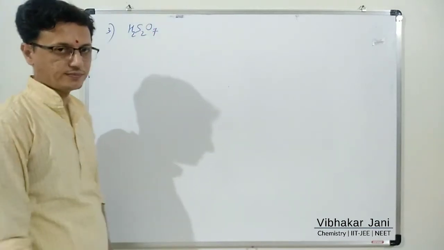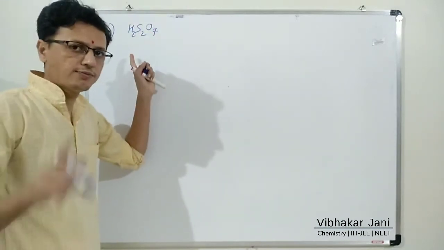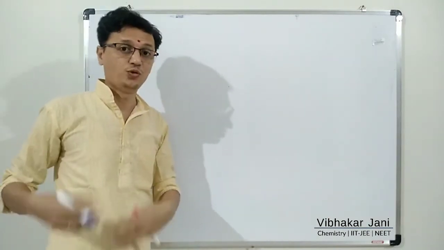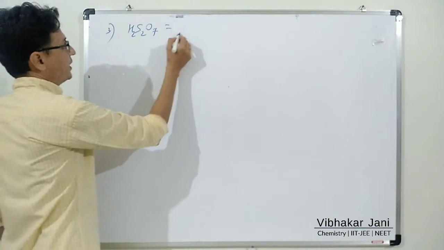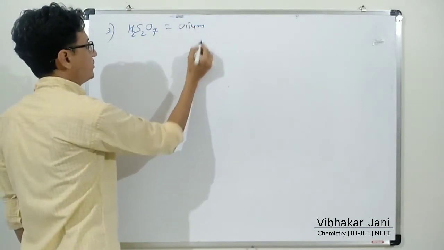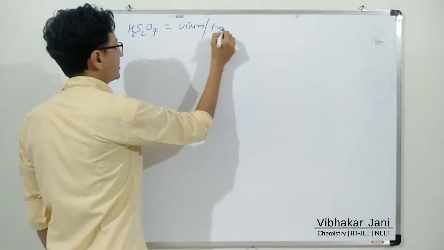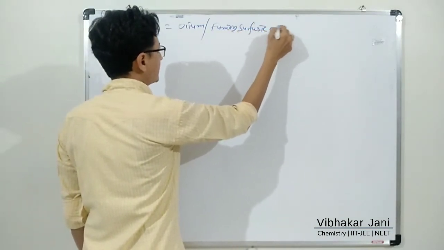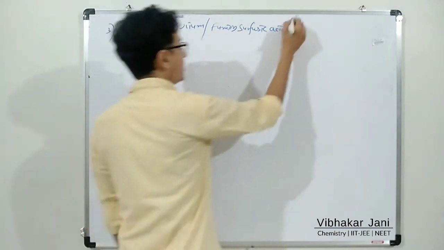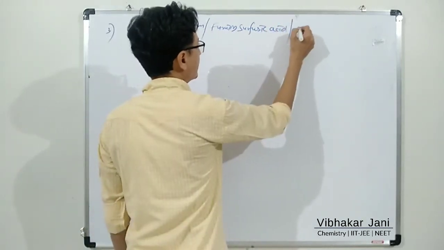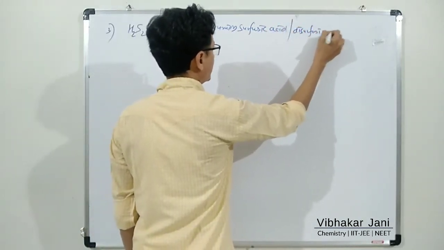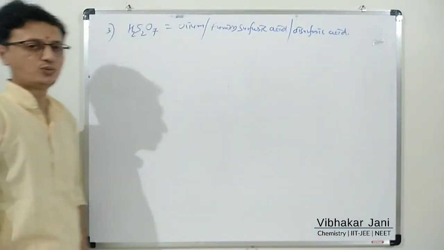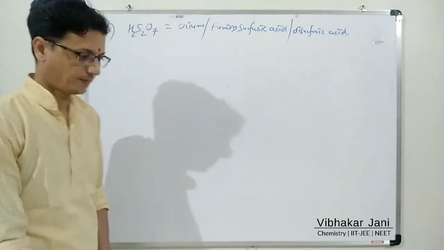H2S2O7. Now this is your familiar compound. This is oleum or fuming sulfuric acid. Oleum, or you can call it fuming sulfuric acid, or you can also call it disulfuric acid. H2S2O7. This is disulfuric acid.